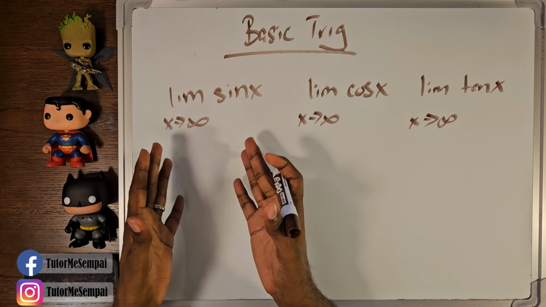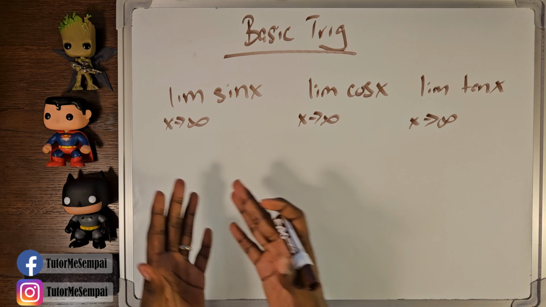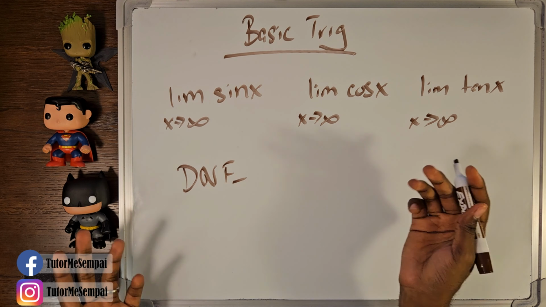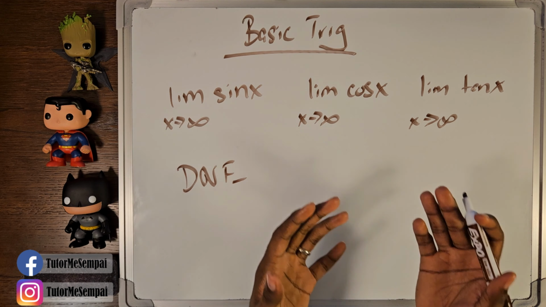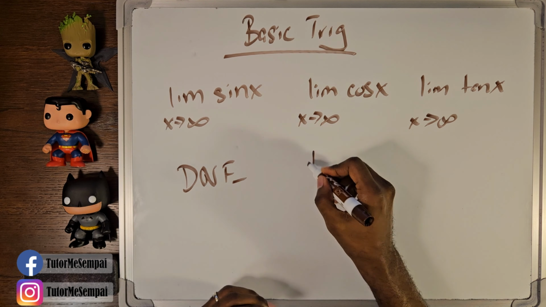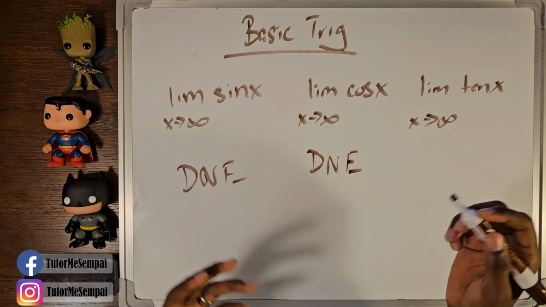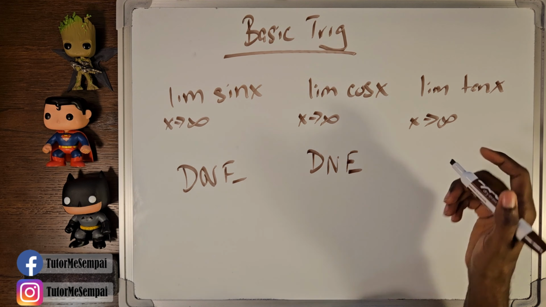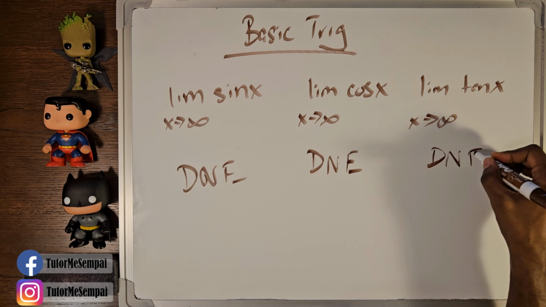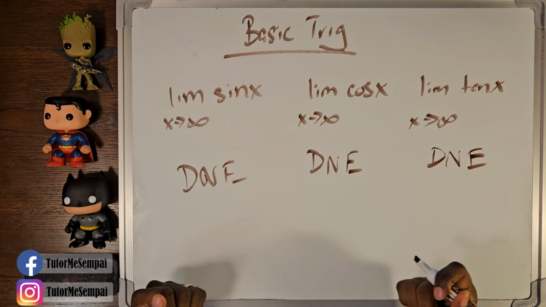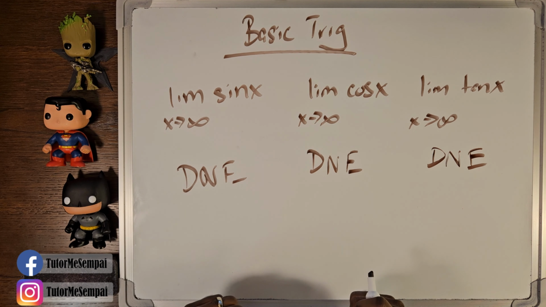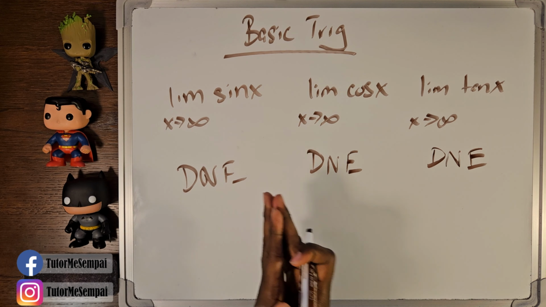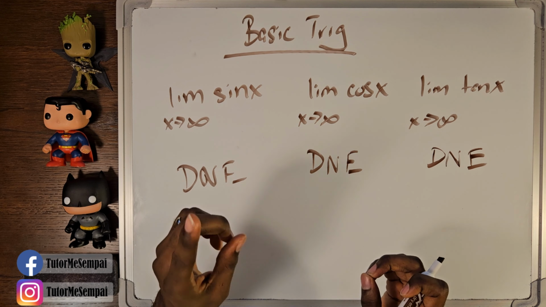Thus, the limit of sine as x goes to infinity does not exist, because it doesn't approach any one number. Same thing for your cosine. It doesn't approach any one number. Every period, it repeats itself. That means it's not going to have a limit. And this is going to be true for all your basic trig functions. But of course, not all trig functions are going to fall into this category. Let's move on to our next section, in which you're going to have to do a little bit more work.